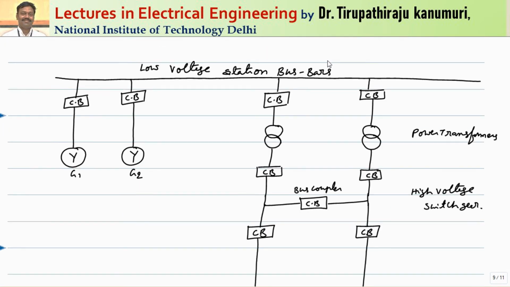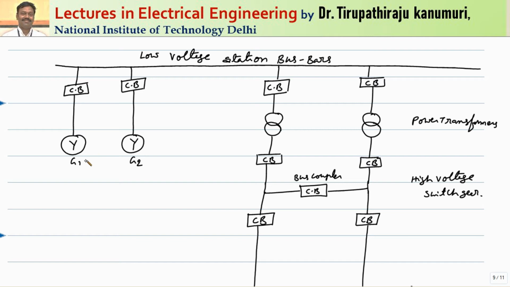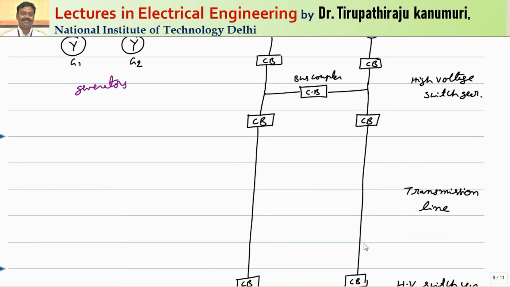Let us take for example, I am taking a transmission line. So there are two generators. So they are connected through circuit breaker to a low voltage station bus bar, and from this bus bar they are connected through circuit breaker to the power transformers, and from the power transformer again circuit breakers are provided and bus couplers are provided, such that if the fault happens in any one part or during the repairing of any one particular branch, the current can be bypassed through some other branch. This is called as a bus coupler.